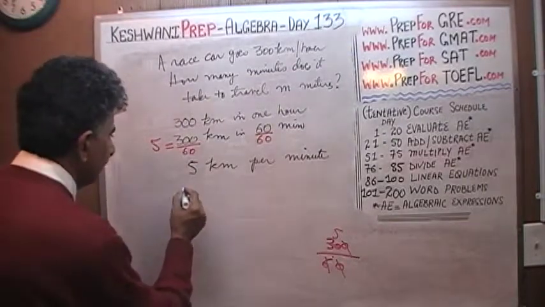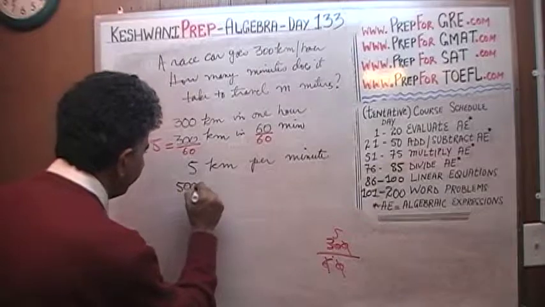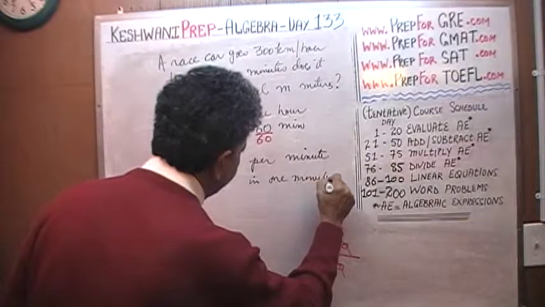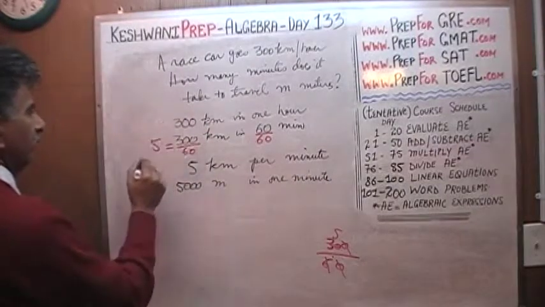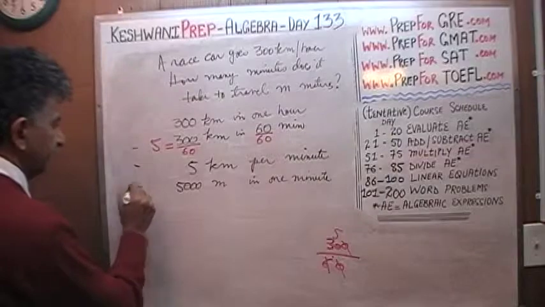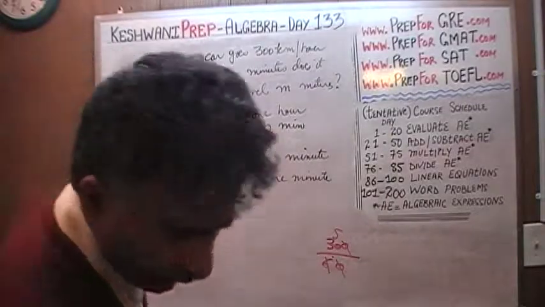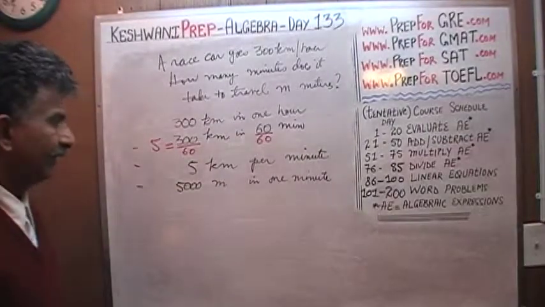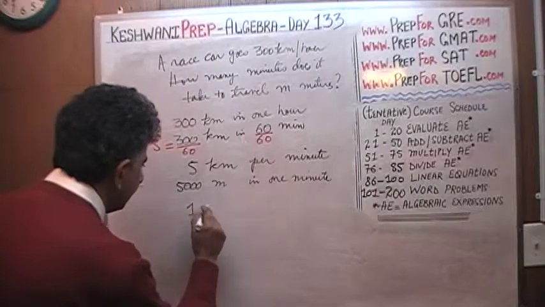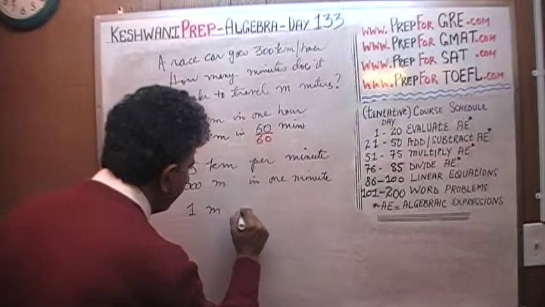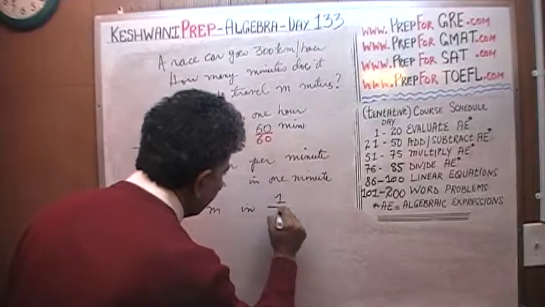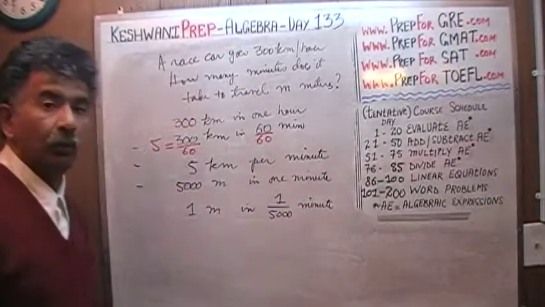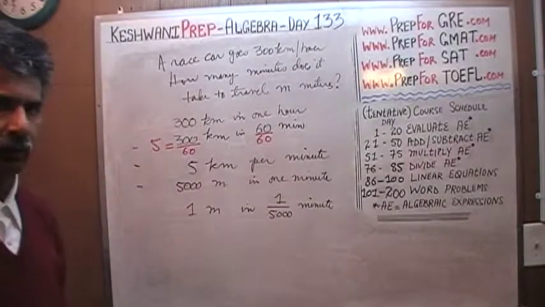So let's convert this into meters. This is the same as 5,000 meters in 1 minute. So far so good. Everything follows, you see? We have this step, this step, this step. If you go 5,000 meters in 1 minute, then 1 meter should take 5,000th of a minute. 1/5000th of a minute should take to go 1 meter.